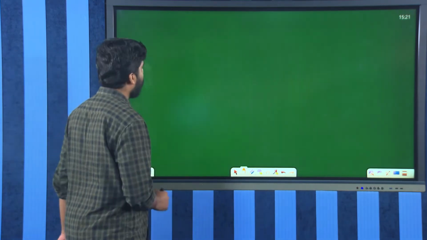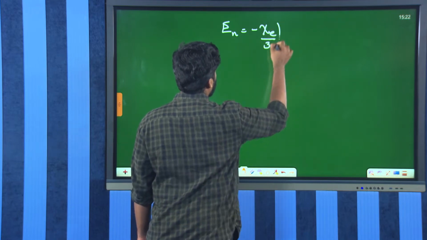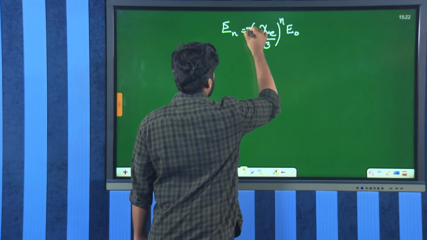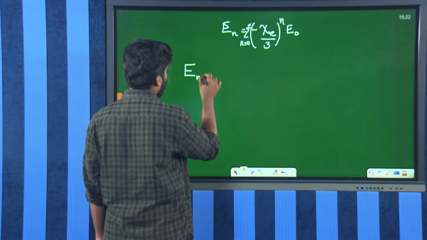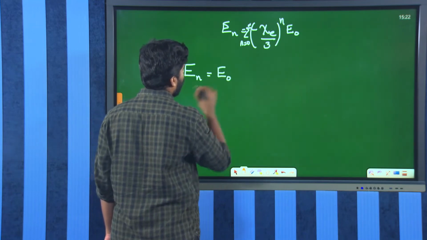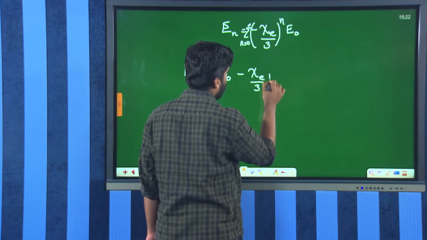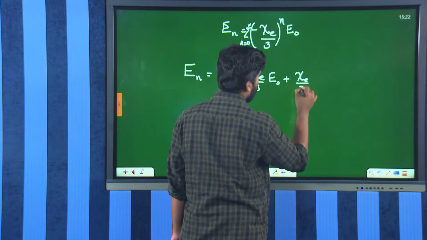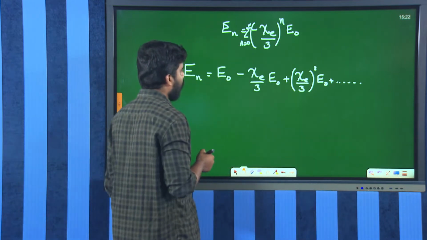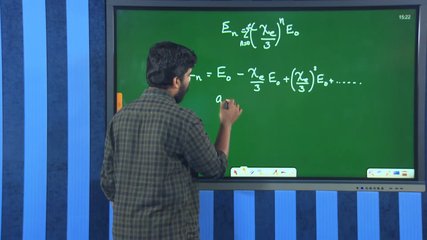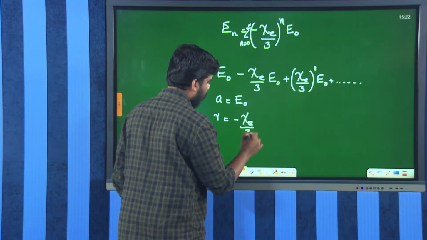So, how can I expand it in terms of a geometric series? We have En is equal to minus chi E by 3 whole raised to n, into E0, with a summation over n equal to 0 to infinity. So I can write En, the total electric field, is equal to E0 plus, for n equal to 1, minus chi E by 3 E0, plus chi E by 3 the whole square into E0, plus, like that it will go. So this is a geometric series, where the first term A is equal to E0 and R is equal to minus chi E by 3.